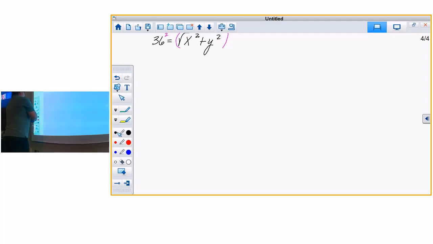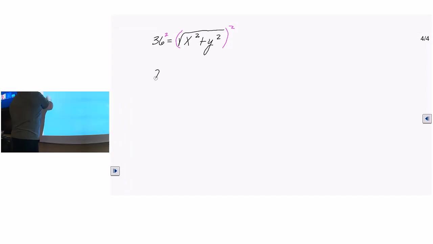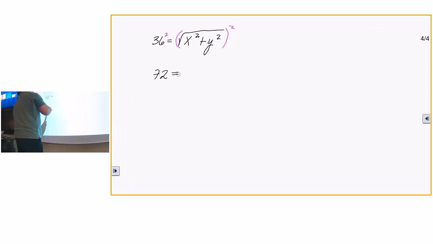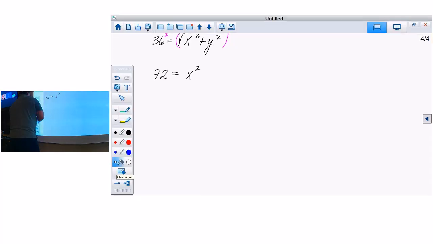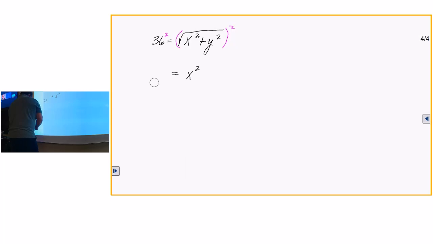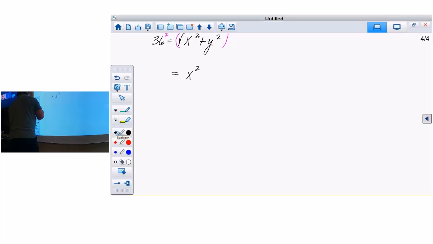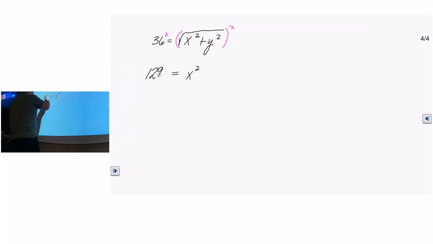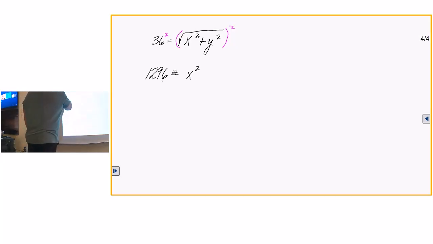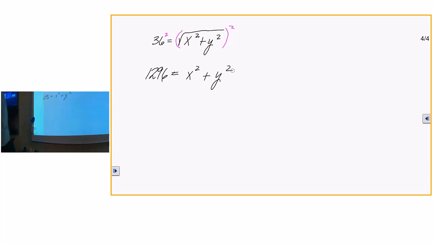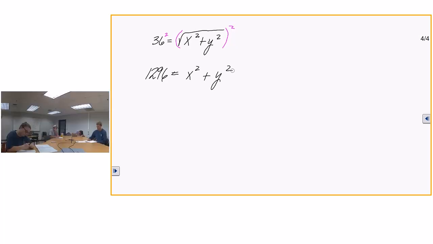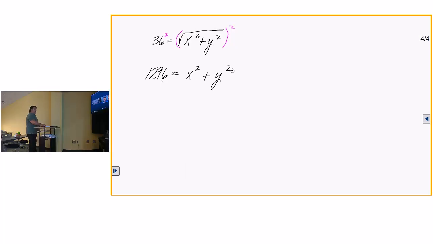So I'm going to get 72 is equal to... Well, it's 1296. x squared. Okay, I'm sorry. It's zero. I've got to do it right. What is it? It's 1296. I multiplied it by 2. 1296 is equal to x squared plus y squared. Okay, now do your thing. Because this is just like the problem we did at the beginning.